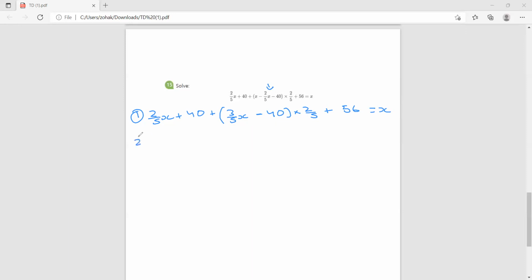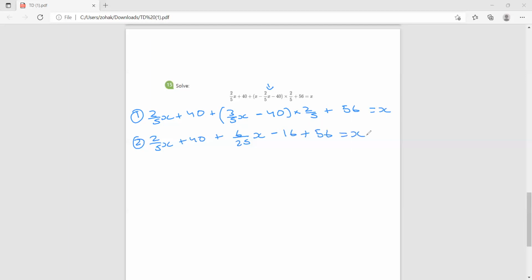Then for second step, we want to multiply out the bracket, right? We're always going to be dealing with the bracket first. So we're going to multiply the term inside the bracket, which is 3 over 5x minus 40 by 2 over 5. So we're left with 2 over 5x plus 40 plus 6 over 25x minus 16 plus 56 is equal to x.